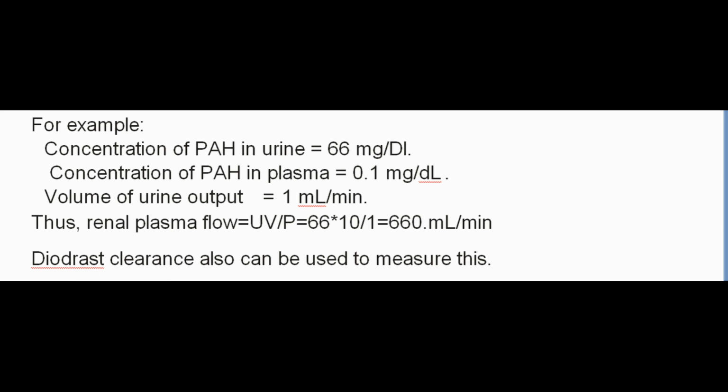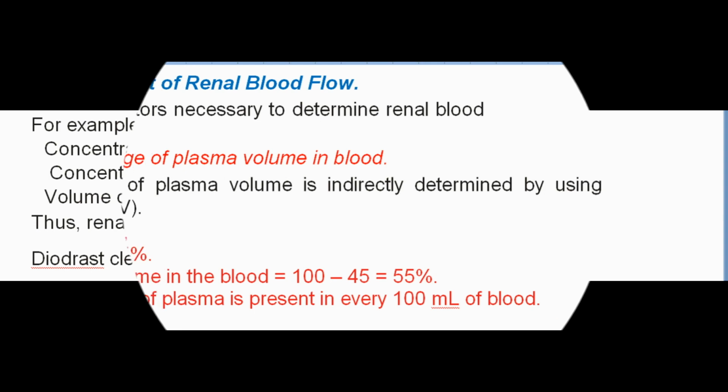For example, concentration of PAH in urine equals 66 mg/dl. Concentration of PAH in plasma equals 0.1 mg/dl. Volume of urine output equals 1 ml/min. Thus, renal plasma flow equals UV/P equals 66*10/1 equals 660 ml/min. Diodrast clearance also can be used to measure this.